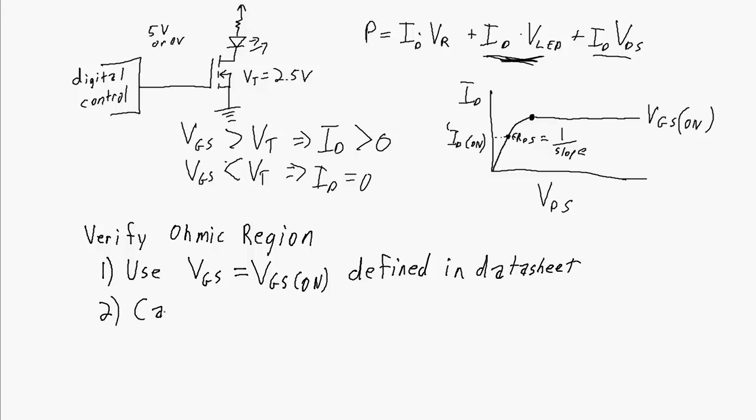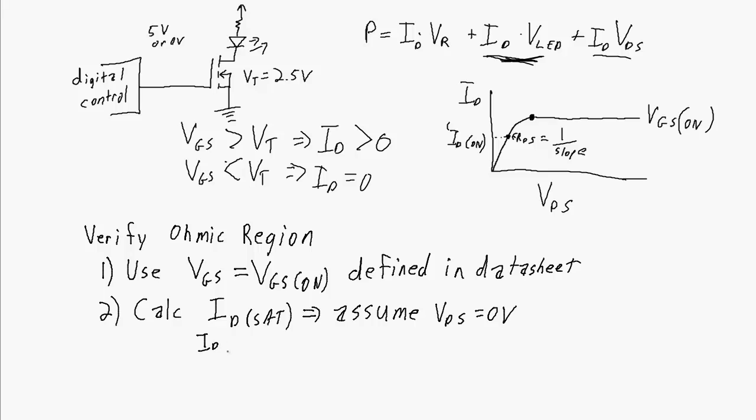The second thing you're going to do is calculate saturation drain current. So this ID sat is when you assume that the drain source voltage is 0. So let's do that. Let's assume for this FET VT is equal to 2.5 volts, and the VGS of 5 volts is VGS on. So this circuit and this graph correspond to each other. And the next thing we're going to do is figure out ID sat.